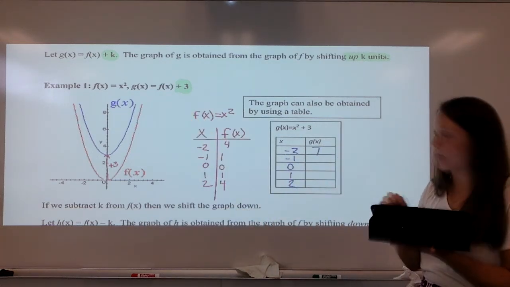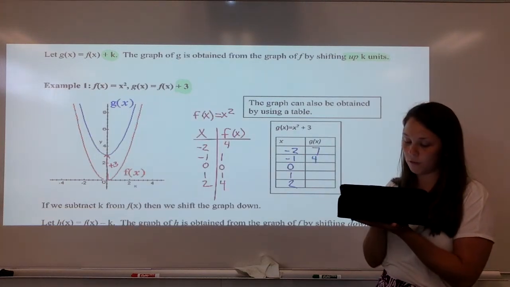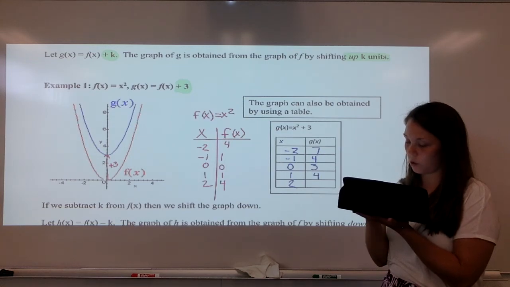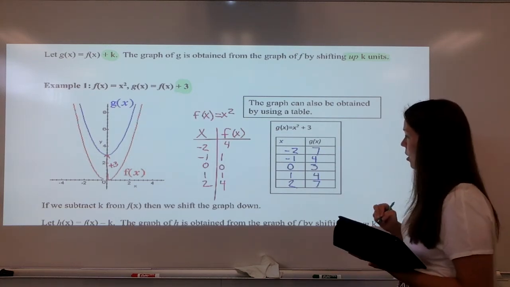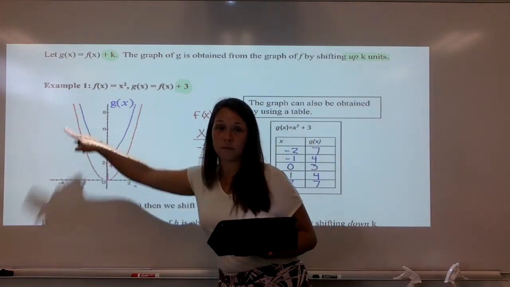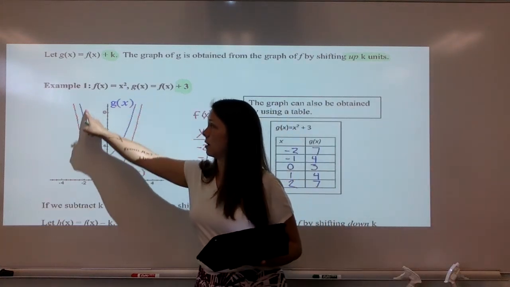So then we would get 7, because 4 plus 3 is 7. 1 plus 3 is 4. 0 plus 3 is 3. 1 plus 3 is 4. And 4 plus 3 is 7. So if I graphed this in red, I would get this graph. And now graphing these points in blue, I would get this graph.